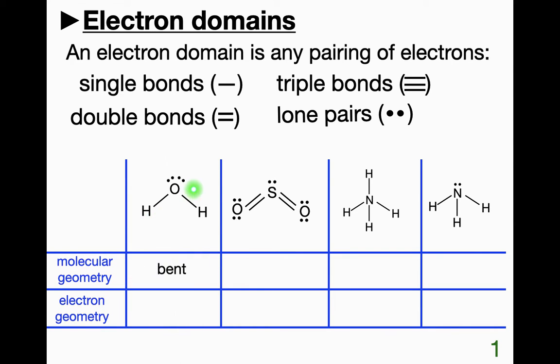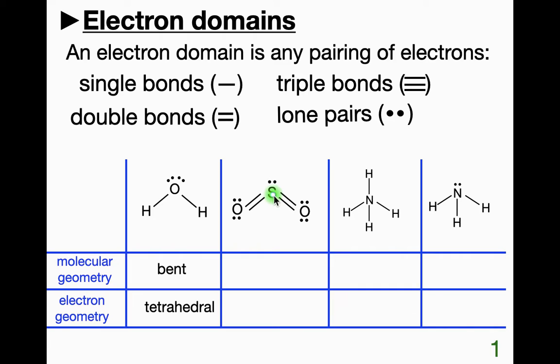So water, of course, is a bent shape. But if we look around the oxygen, it has four electron domains. So they're going to get as far away from each other as possible, just like the ammonium over here, the four covalent bonds are getting as far away from each other as possible. Of course, that's a tetrahedral shape. Well, that is the electron geometry shape for water, tetrahedral.